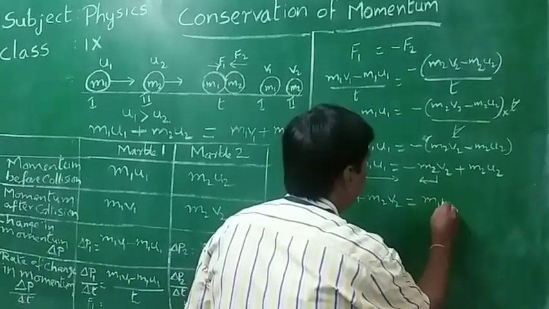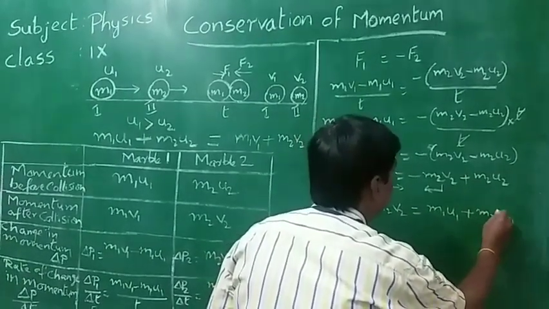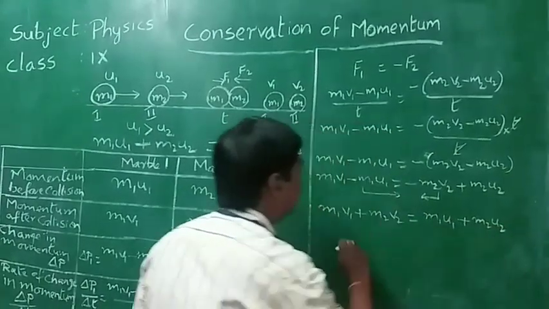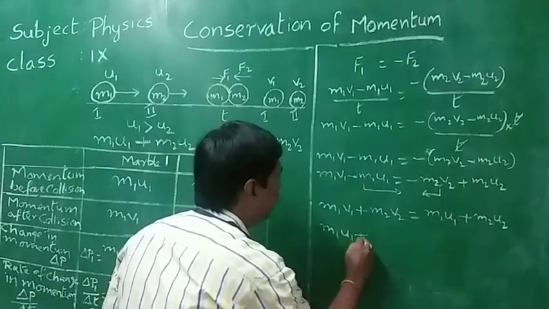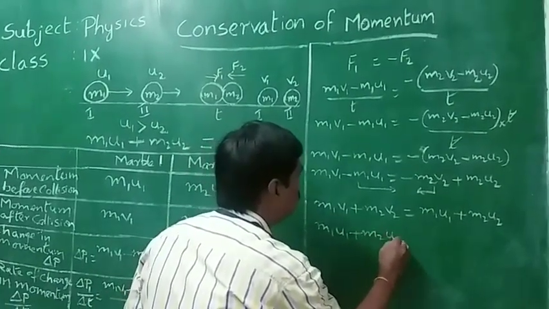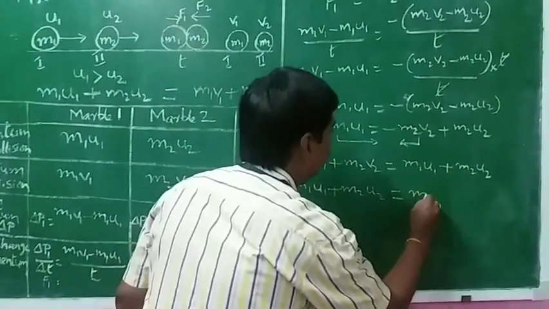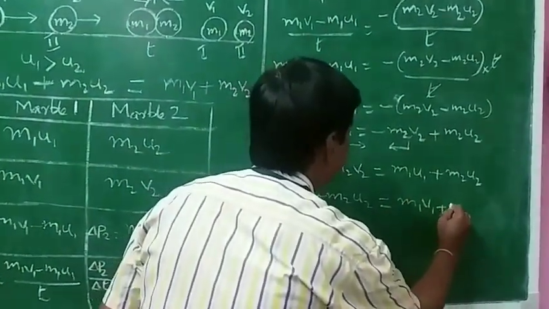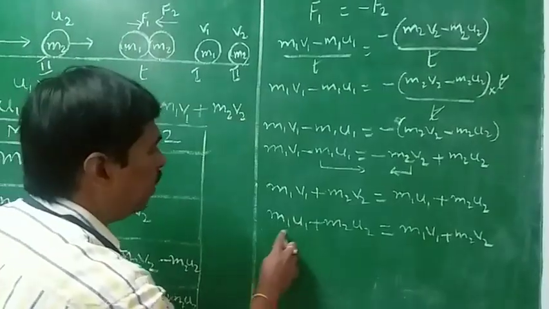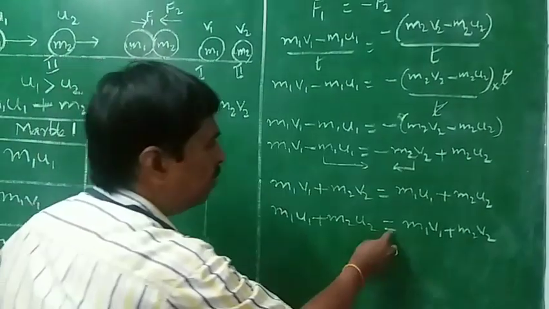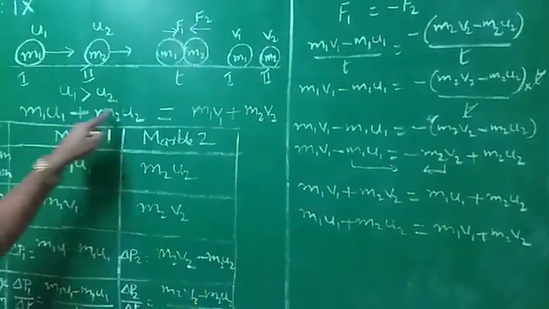So you get m1u1 plus m2u2. This can be rearranged like this. You are able to write m1u1 plus m2u2, and this part is equal to m1v1 plus m2v2. So the total momentum before collision is equal to the total momentum after collision. That is how you are able to prove it here.